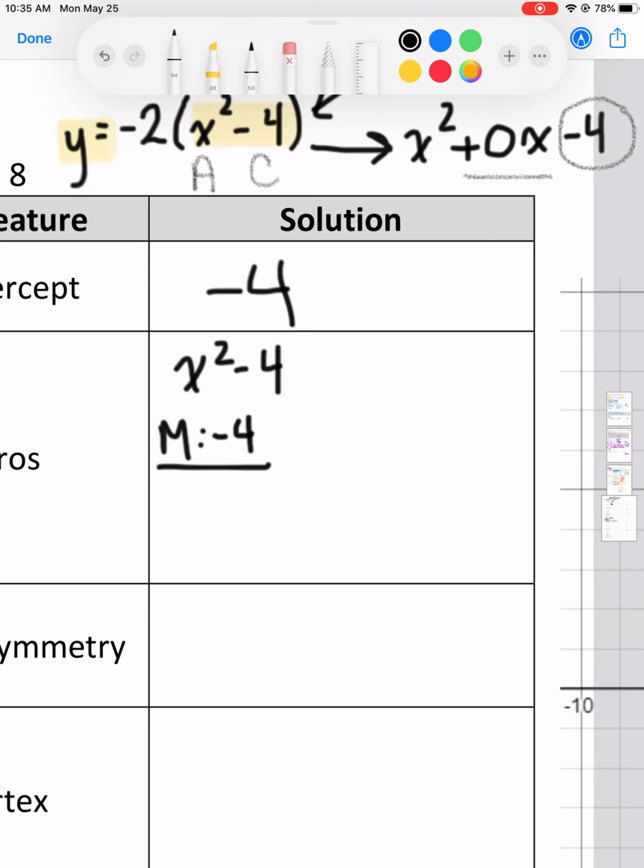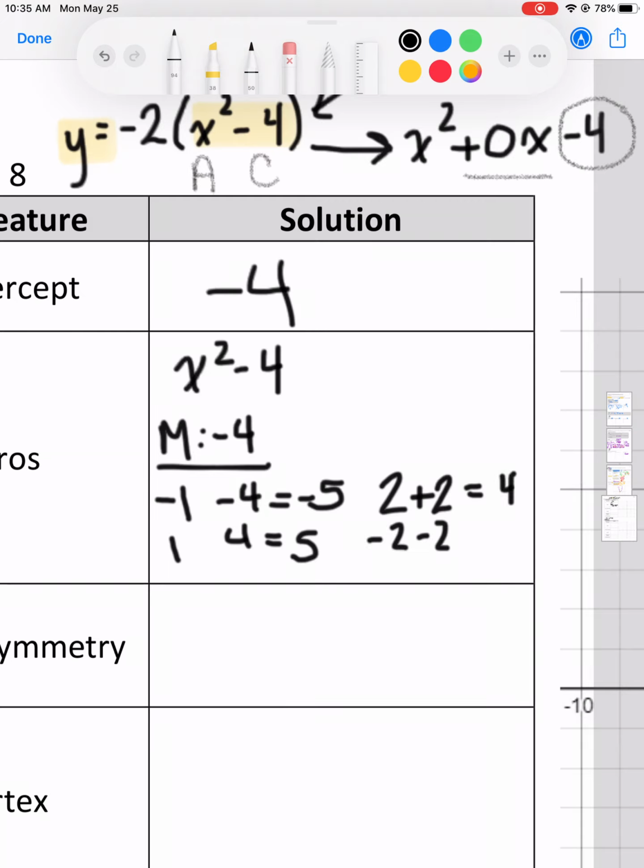Well, is it -1, -4? No, that's -5. Is it 1 and 4? Nope, that gives me 5. Is it 2 and 2? No, that gives me 4. Is it negative 2, negative 2? No, it gives me negative 4. It's negative 2, positive 2.